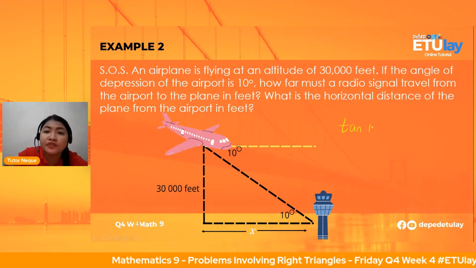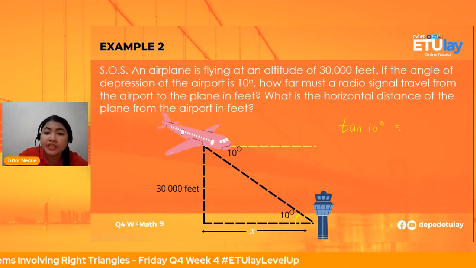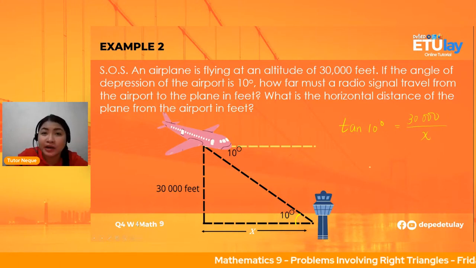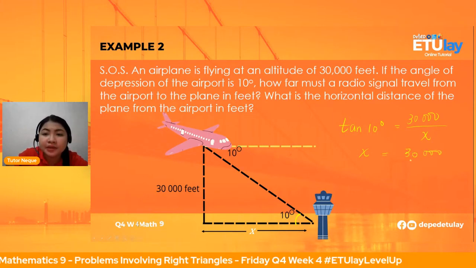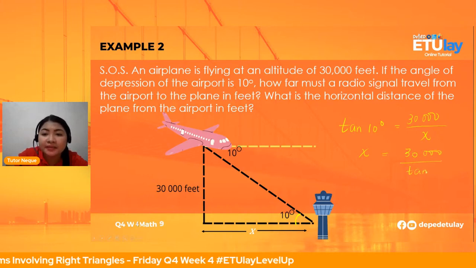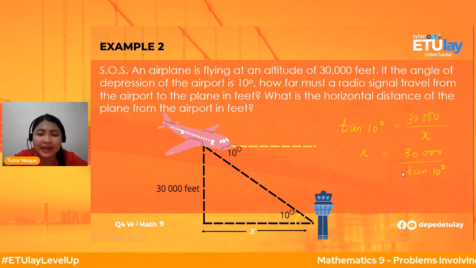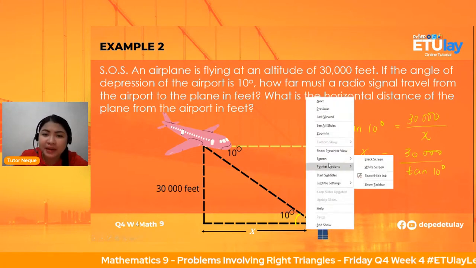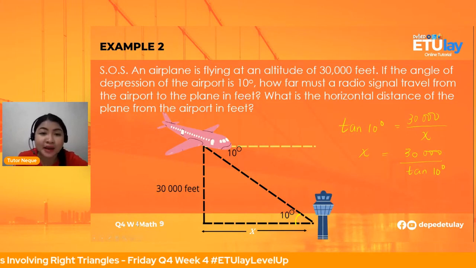Tangent of 10 degrees is equal to opposite, which is 30,000 feet, over adjacent, x. Hokage technique, we have x is equal to 30,000 over tangent 10 degrees. Okay. Tignan nga natin ang sagot. Double check nga natin sa ating mga Mathematic 9 learners kung meron na kayong sagot sa ating example number 2.